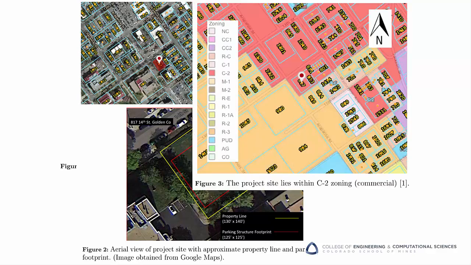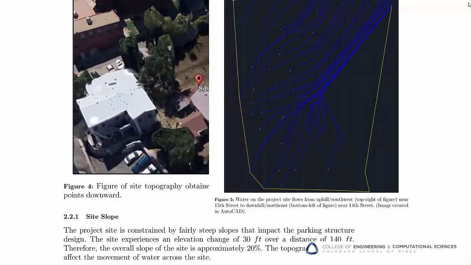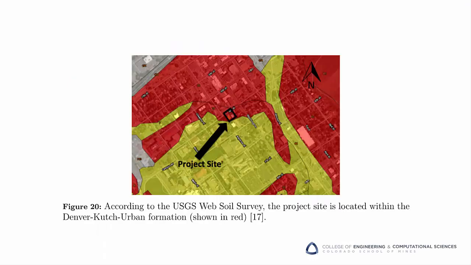They checked zoning requirements of the city, and then captured the topology. Notice, the overall slope of the site was approximately 20%. Therefore, they knew going into it that the design would be a little more costly than if they had a flat site. In addition, knowing that the site slope was steep, they wanted to look closely at drainage patterns. And those drainage patterns were specifically affected by the soil type.